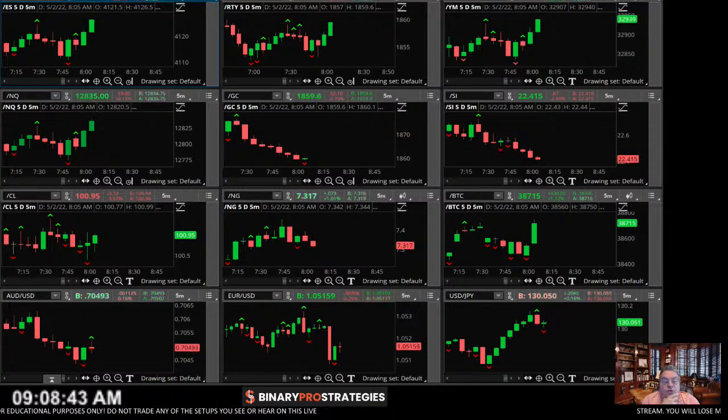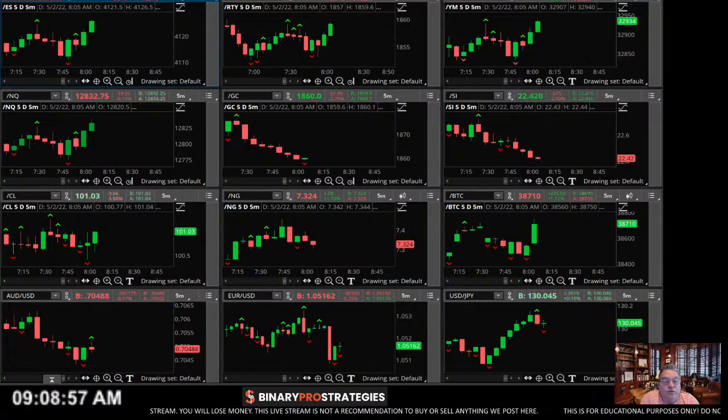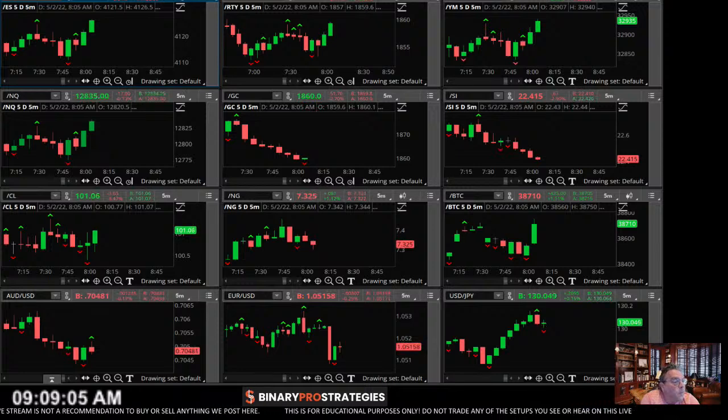Okay, still short though. 0519 profit. I mean, the Primo is very good. Came almost to our entry, and then reversed and went lower. So we're still short the 0519, and we have less than a minute to go on this particular binary.